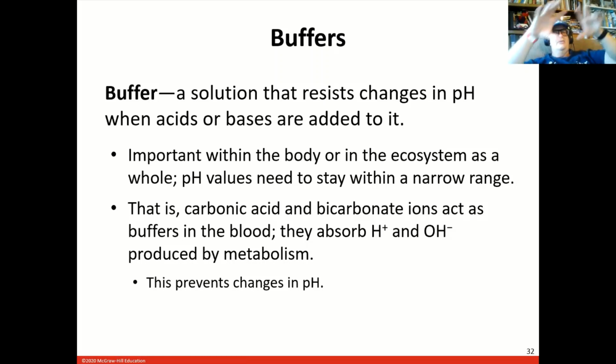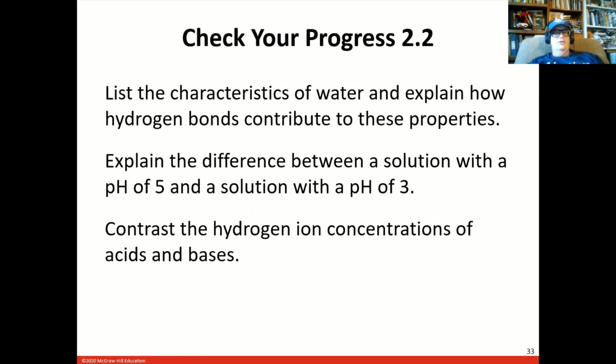If there are too many hydrogens floating around in the solution, it can hold on to them and carry them away. So anyway, it says carbonic acid and bicarbonate are buffers in the blood. That's going to be the main one. They absorb hydrogen and hydroxide from metabolism, and that stops us from having these huge swings of pH being too acidic, too basic, too acidic, too basic. All right, let's move on.